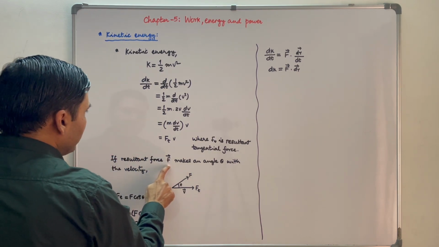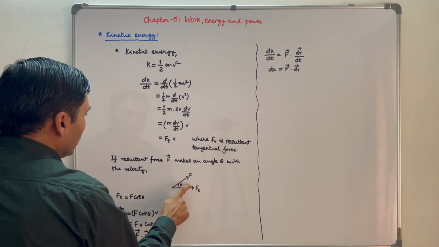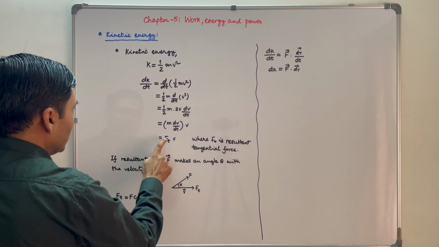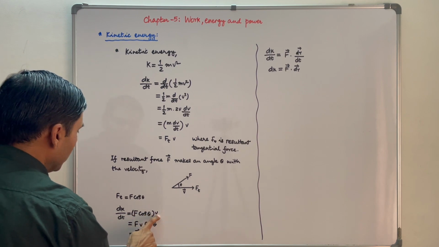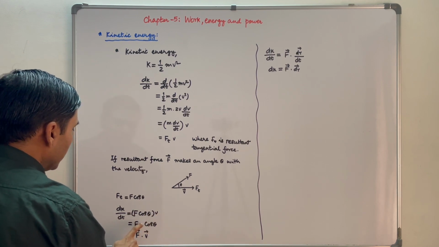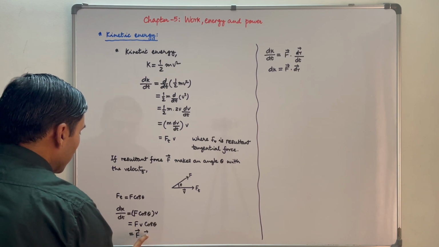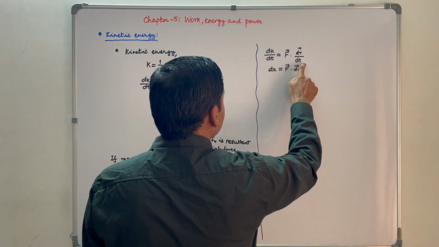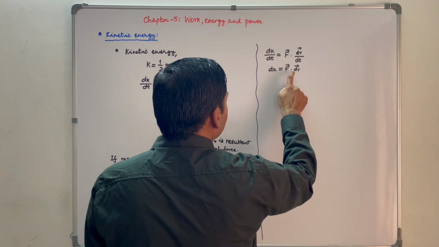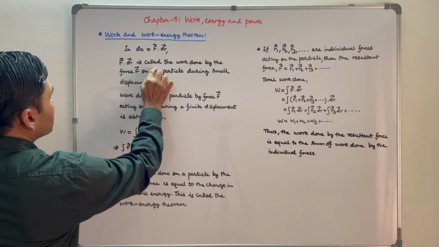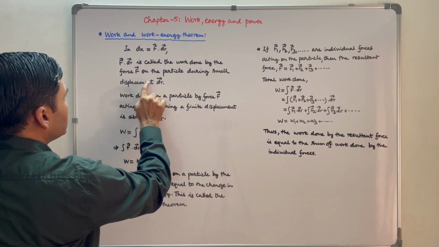Suppose the resultant force F makes an angle theta with the velocity. So Ft will be equal to F cos theta. So we can put F cos theta here. So dK/dt is equal to F cos theta into v. That is Fv cos theta. We can write Fv cos theta as vector F dot vector v. Vector v can be written as dr/dt, where r is the displacement vector. So dK is equal to F dot dr. F dot dr is called the work done by the force F on the particle during a small displacement dr.